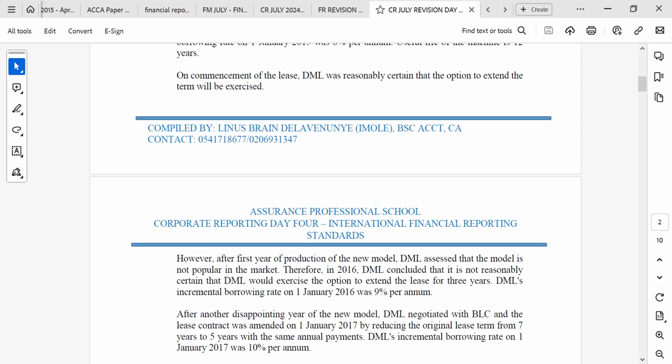DML's incremental borrowing rate on 1st January 2016 was 9%. After another disappointing year of the new model, DML negotiated with BLC and the lease contract was amended on 1st January 2017 by reducing the original lease term from 7 years to 5 years with the same annual payments. DML's incremental borrowing rate on 1st January 2017 was 10% per annum.